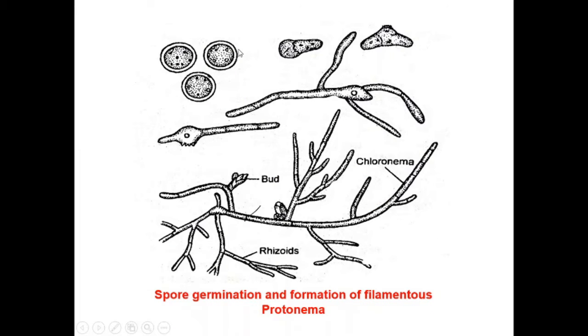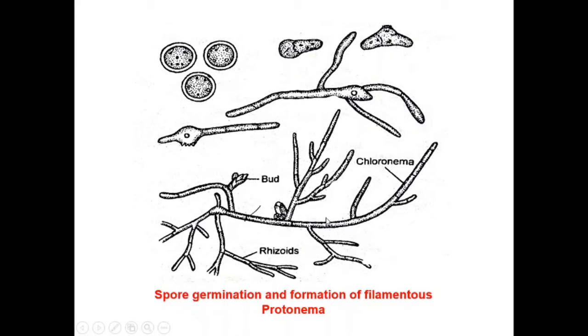The spores have two walls. The outer wall is called the exosporium and the inner wall is called the endosporium. At the time of germination, the exosporium breaks and endosporium flows out to form a germ tube. This germ tube grows, divides and forms many branches. Ultimately, the divisions and branching lead to the formation of a filamentous stage that is called the protonemal stage.